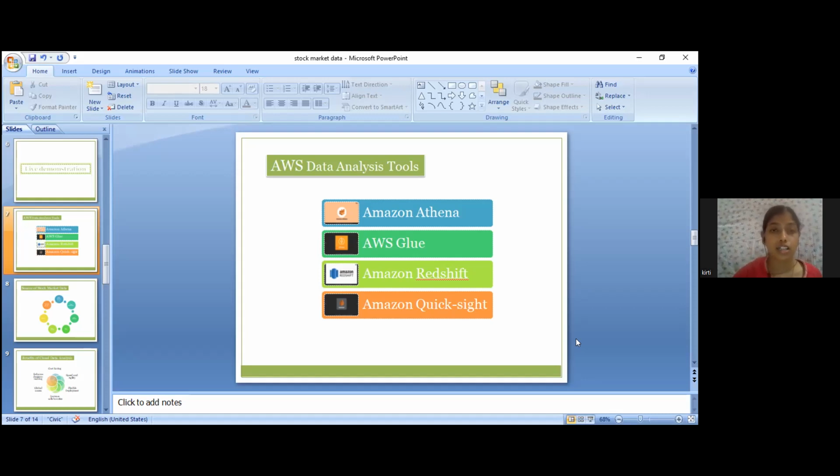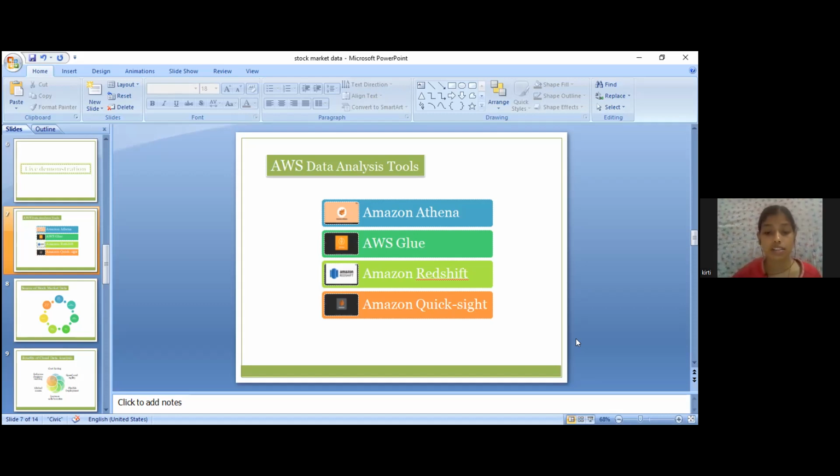And second is AWS Glue. AWS Glue is a serverless data integration service that makes it easy for analytics users to discover, prepare, move, and integrate data from multiple sources. And you can use it for analytics, machine learning, and application development.